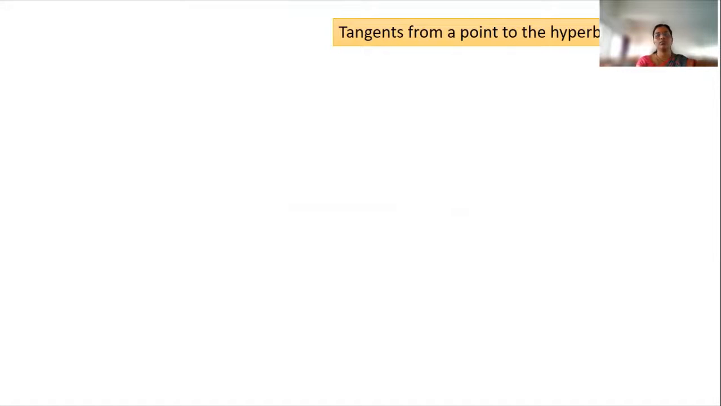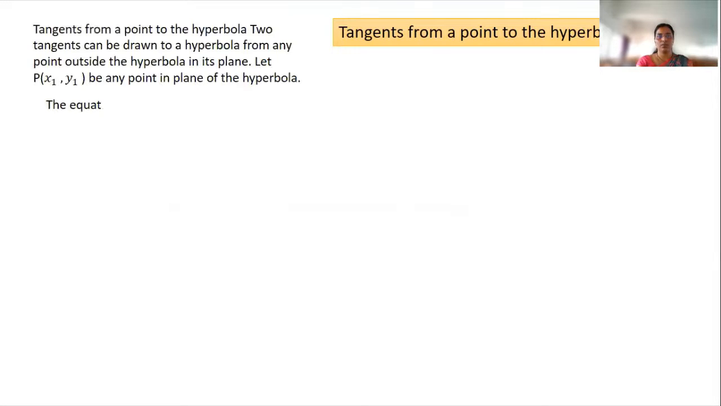Now, tangent from a point to the hyperbola. Two tangents can be drawn to the hyperbola from any point outside the hyperbola in its plane. Let P(x1, y1) be any point in the plane of the hyperbola. The equation of the tangent to the hyperbola is y is equal to mx plus or minus square root of a square m square minus b square.